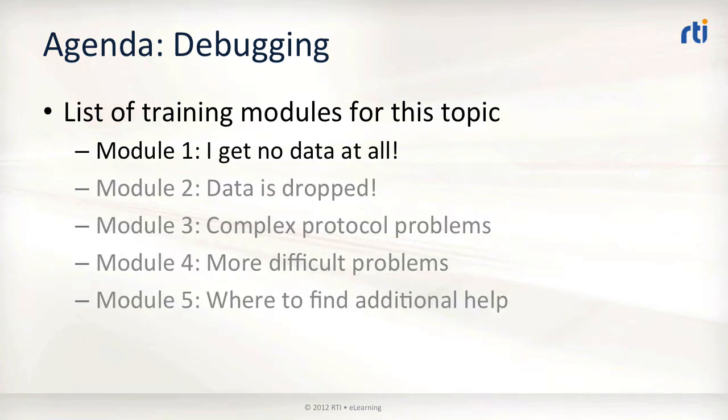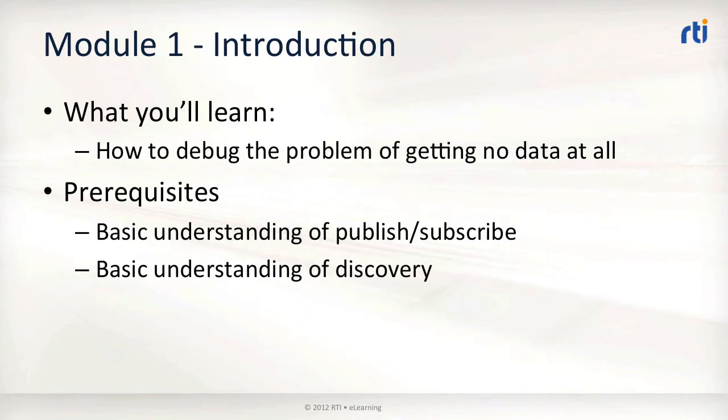Module number 1, I get no data at all. So in this module, what you're going to learn is how to debug the problem of getting no data at all. And the prerequisites for this module include having a basic understanding of publish-subscribe and the RTI Connext objects that you're creating, and a basic understanding of discovery inside of Connext.